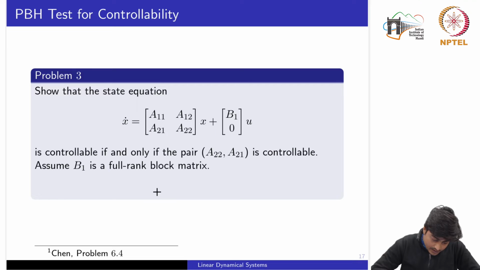Problem 3 is on the PBH test for controllability, where we need to show that the state equation, which has been already partitioned into the block matrices, is controllable if and only if the pair A22 and A21 is controllable, assuming that B1 is a full rank block matrix. So this problem was taken from another book, Chen. It is an unsolved problem number 6.4.